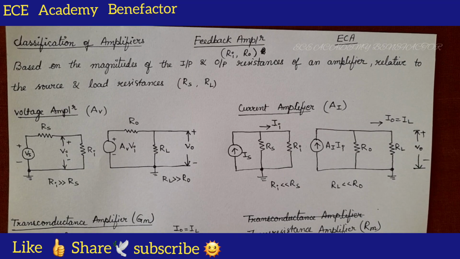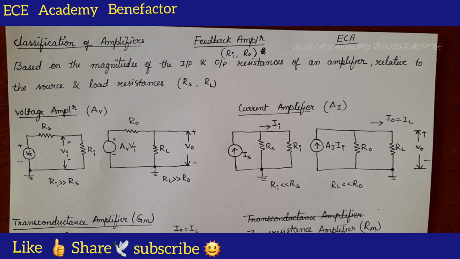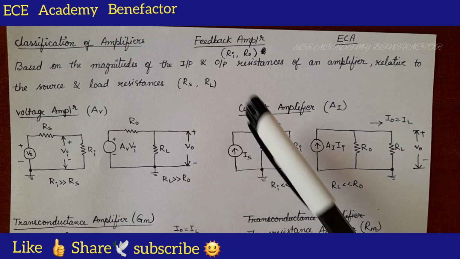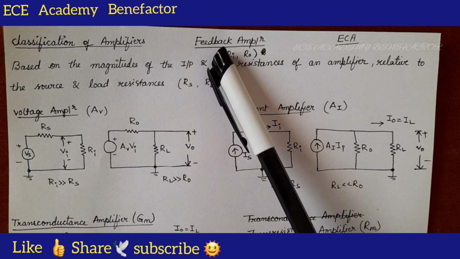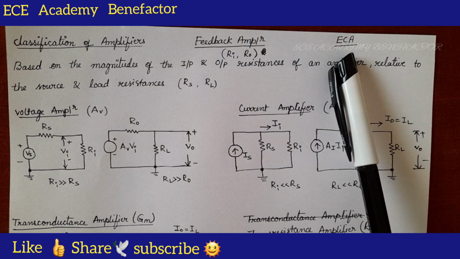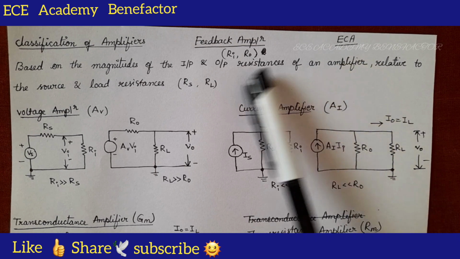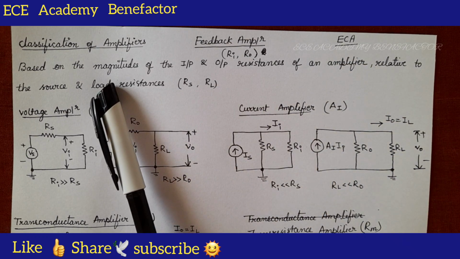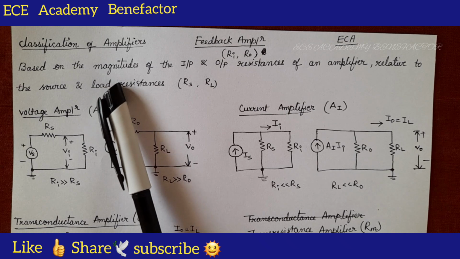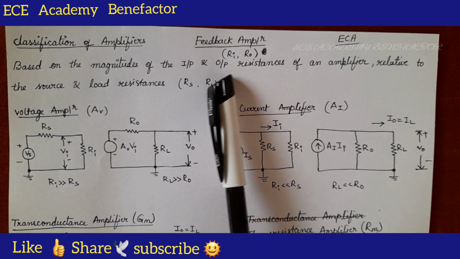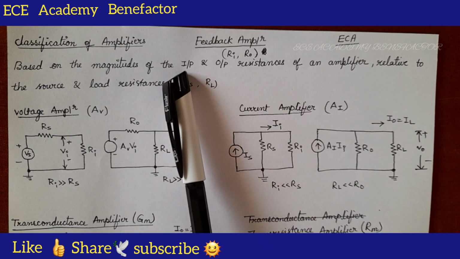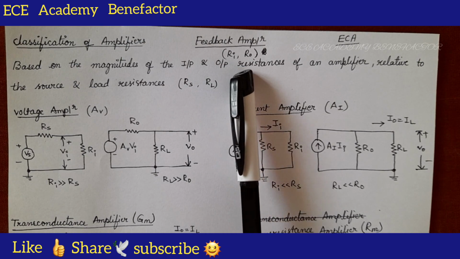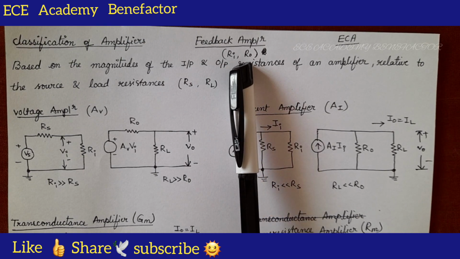In this class we will be seeing classification of amplifiers. The topic is from feedback amplifiers and the subject name is ECE. So the classification is based on the magnitude of input and output resistances. Input resistance is symbolized by Ri, output resistance is denoted by R0.